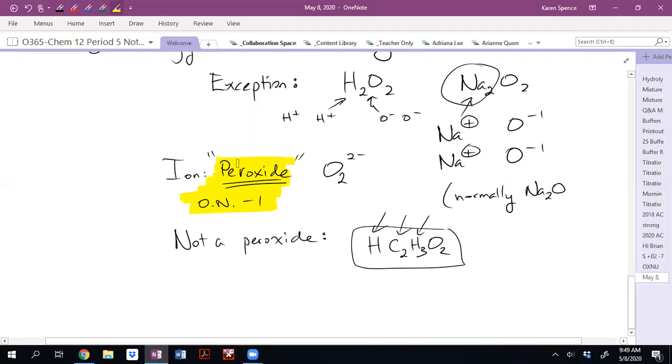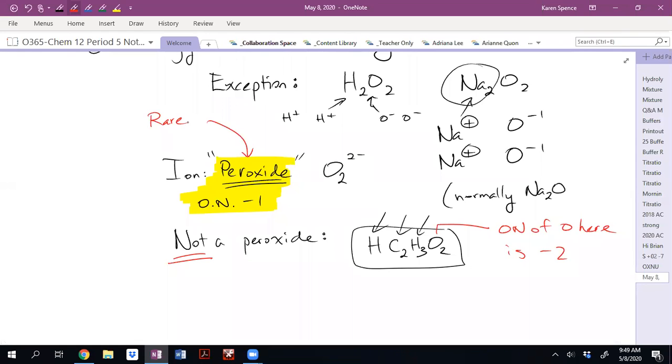Okay, so in peroxides, the oxidation number of O is -1. But that is not the case here. This is not a peroxide. The oxidation number of O here is -2, just like normal. You should really not be seeing very many peroxides. Peroxides are rare. People hear about them and they start looking for them everywhere. Don't look for them everywhere. Just assume that oxygen is -2 unless it's absolutely not working out without it.